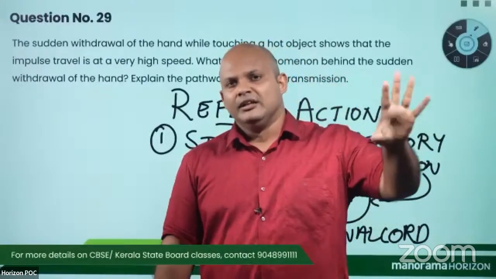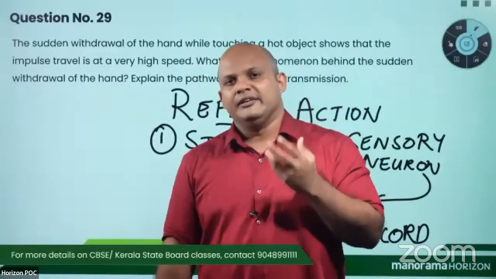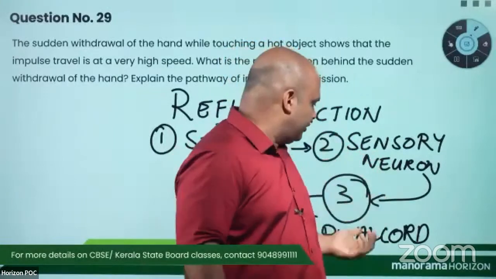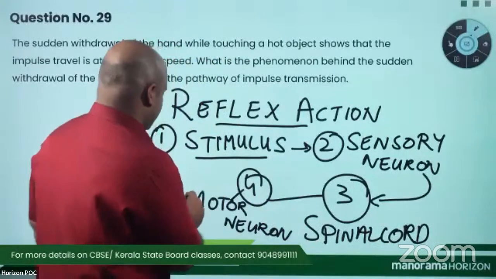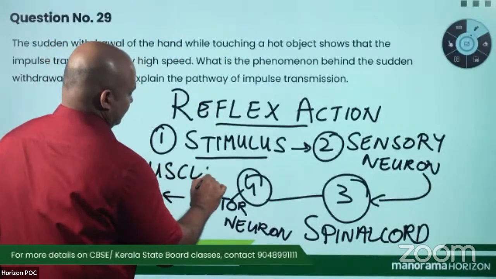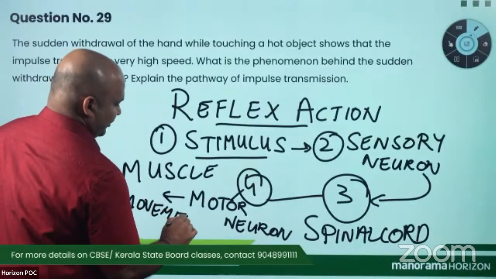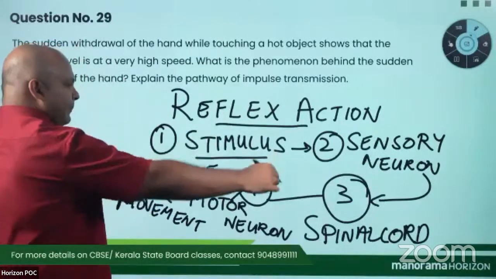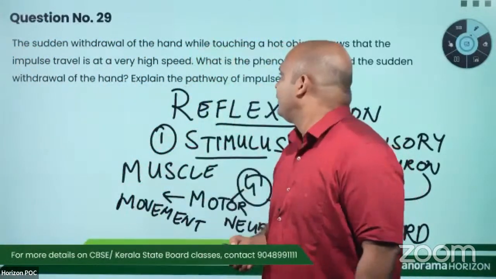We are sensing the high temperature. The signal goes to our spinal cord. From there, we send a signal using a motor neuron here, and that motor neuron will actually cause the muscle to move. So this is what is causing the muscle movement. This is the complete sequence by which reflexive actions will happen.